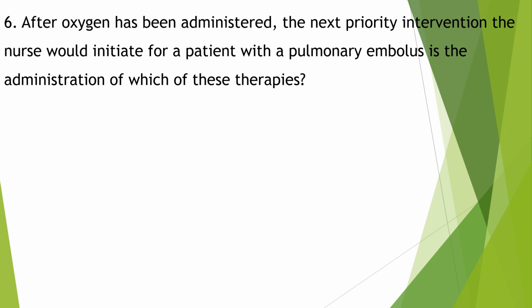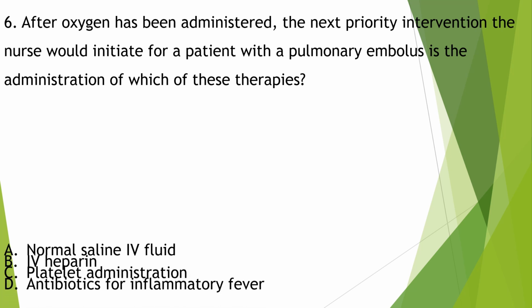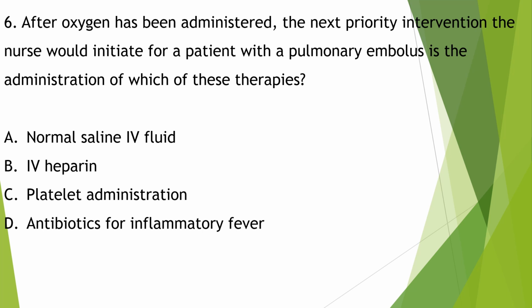After oxygen has been administered, the next priority intervention the nurse would initiate for a patient with a pulmonary embolus is the administration of which of these therapies? Normal saline IV fluid, IV heparin, platelet administration, antibiotics for inflammatory fever.